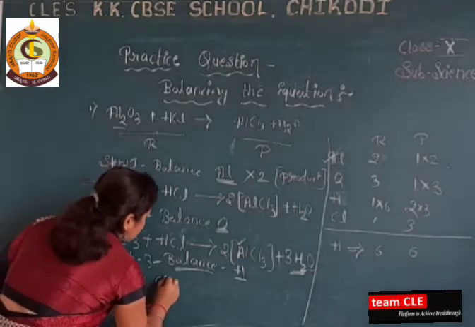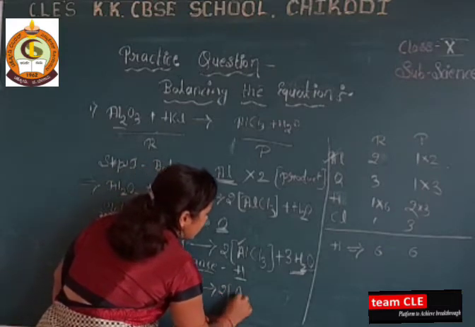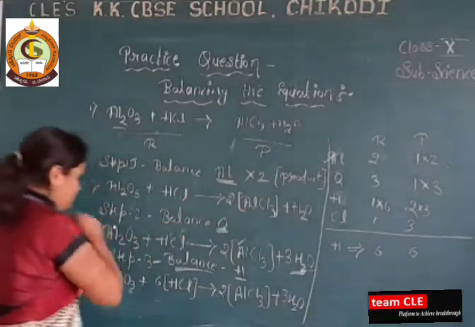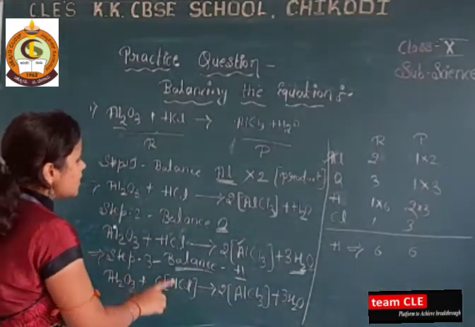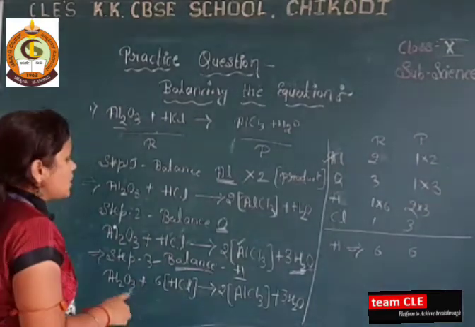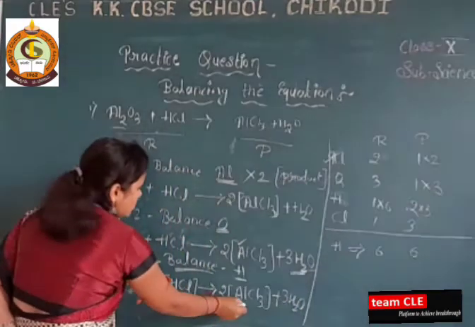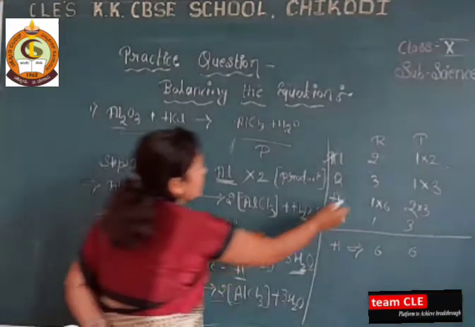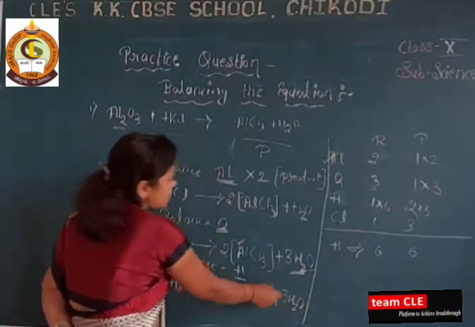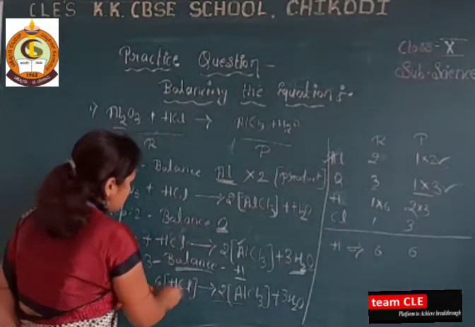Al2O3 plus 6 HCl gives rise to AlCl3 plus 3H2O. Now check whether all the elements are balanced or not. Okay, so let's count. Now aluminium is 2, and in the product form it is 2. Oxygen is 3. Here in the product form, oxygen is again 3. This is balanced.